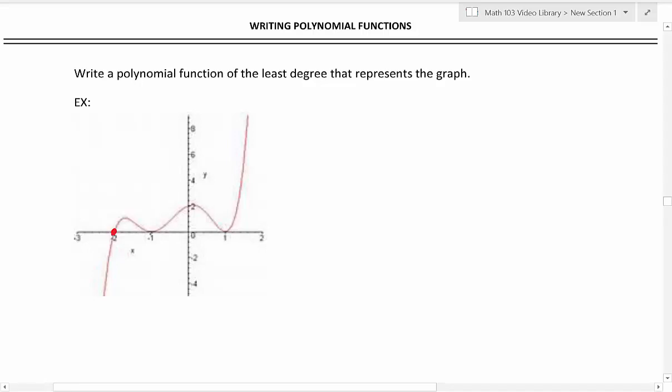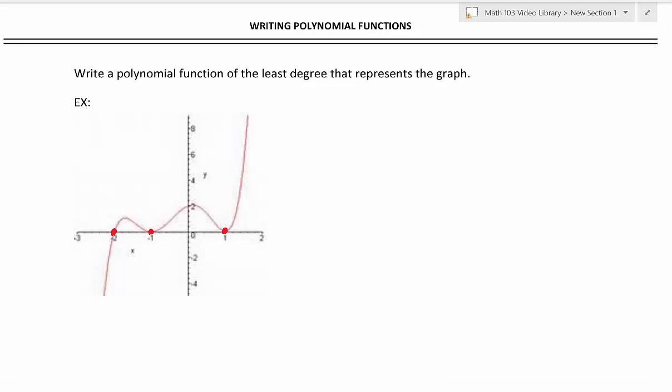So notice that we have 3 zeros at x equals -2, x equals -1, and x equals +1. Each of those zeros is going to give us a factor. Each of those factors also has a degree on it. To get the degree of the factor, we're going to look at the behavior of the graph at each of those zeros. Does it straight cross, wiggle cross, or kiss the x-axis?